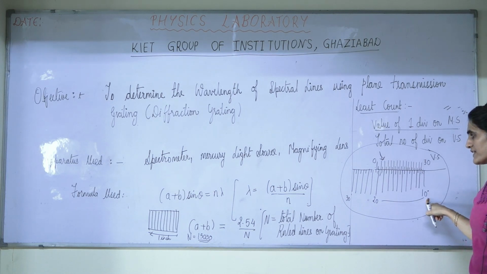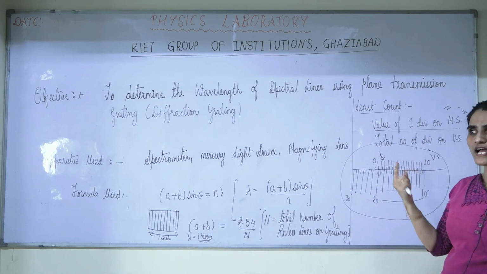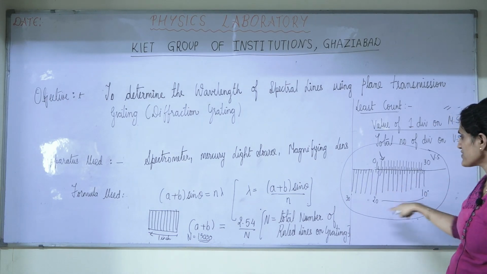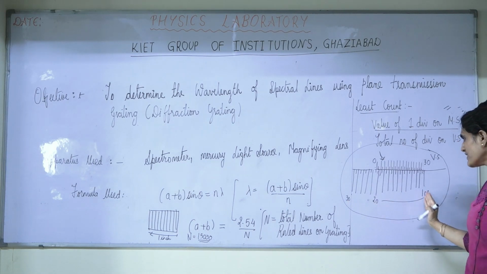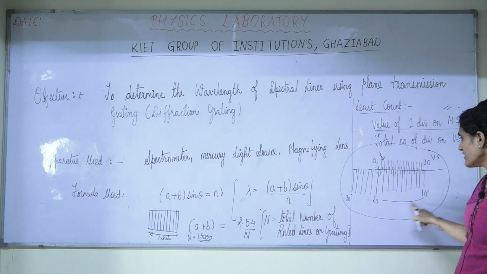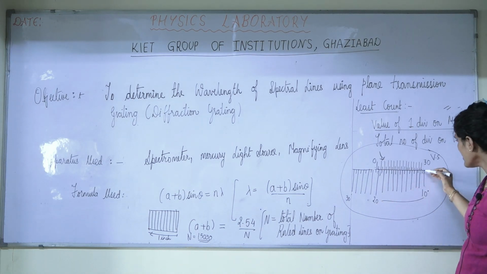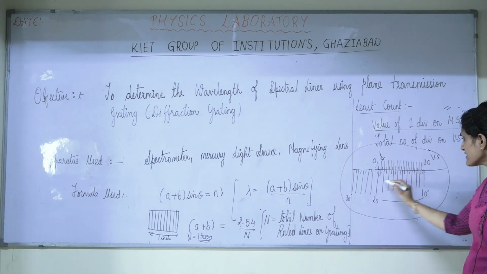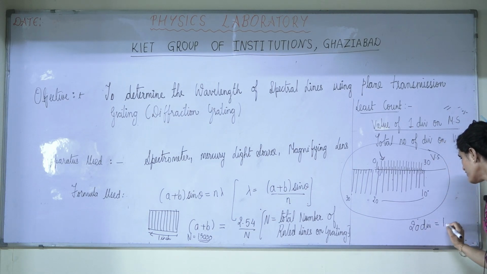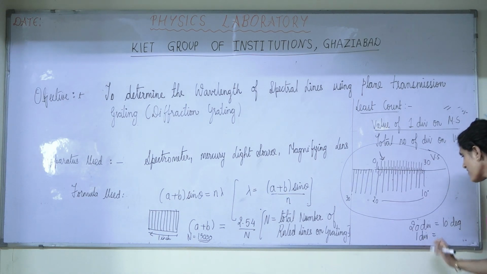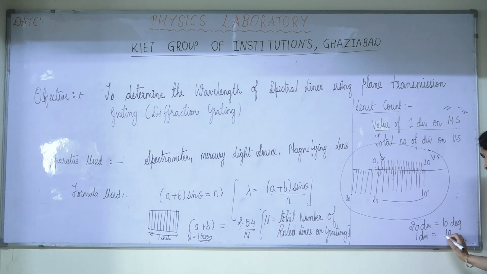In order to calculate the main scale value, we know that the spectrometer has a complete 360 degree rotation, which I have not shown over here. I have shown only a very small region of it, from 10 degree to 20 degree. From 10 to 20 degree, if I count, it has nearly 20 divisions. That is, 20 divisions is equal to 10 degree. So what will be the value of 1 division? 1 division will be 10 divided by 20, which is half, that is 0.5.